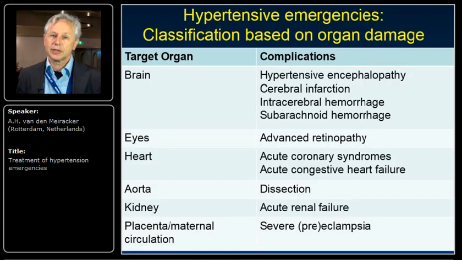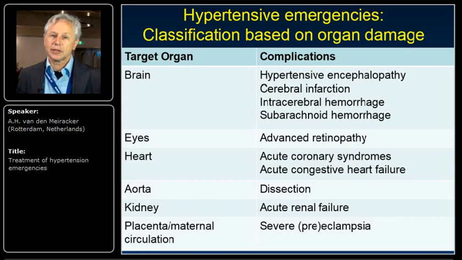A useful classification of hypertensive emergencies is considering the target organ that is damaged, but sometimes two or more organs can be damaged. If you go to the brain, most familiar to hypertensiologists is of course hypertensive encephalopathy, but also a cerebral infarction, intracerebral hemorrhage, or a subarachnoid hemorrhage can be hypertensive emergencies. If you go further to the eyes, advanced retinopathy; to the heart, we have the acute coronary syndromes, and of course acute congestive heart failure.